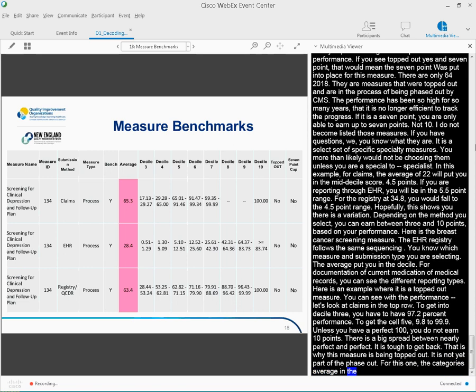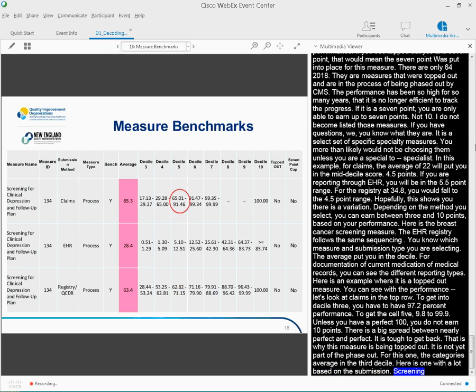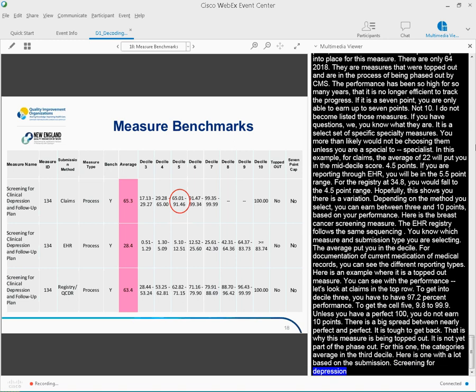So here's one that really has a lot of spread based on the submission method that you choose. This is the screening for clinical depression and follow-up plan. Again, claims, EHR, and registry. For claims, a 65.3% performance will put you in decile 5, about 5.5.